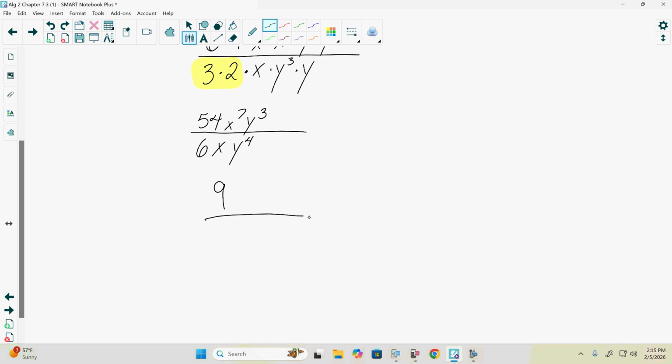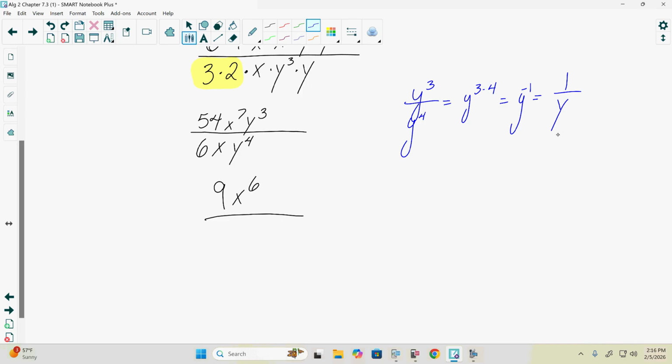Now, x to the 7th over x: 7 minus 1 is 6. Since it's bigger on top, it will stay on top. y to the third over y to the fourth. Well, if we did this the proper way, we would say that this is y to the 3 minus 4, which would be y to the negative 1, which to make that exponent positive, we've got to move it from the top of the fraction to the bottom.